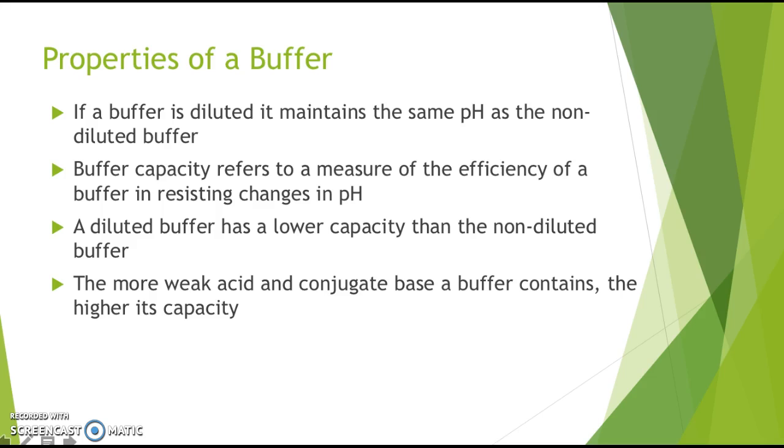If a buffer is diluted, it maintains the same pH as the non-diluted buffer. However, each buffer has a capacity, which refers to a measure of the efficiency of a buffer in resisting changes in pH. A diluted buffer has a lower capacity than the non-diluted buffer. The more weak acid and conjugate base a buffer contains, the higher the buffer's capacity.